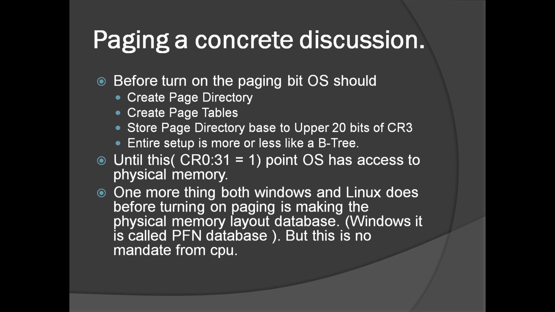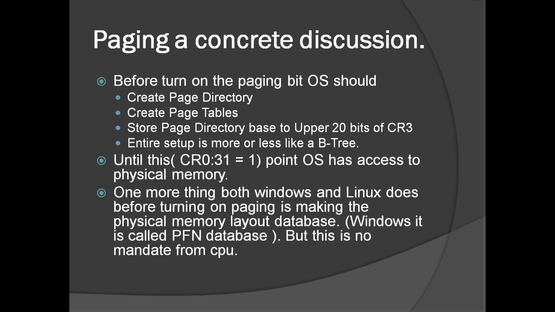So now let's have a concrete, bit by bit discussion on paging. Before turning on the paging bit in the OS, it should create the page tables. Because before turning on paging, the OS or the system software has access to physical memory. The page table entries reside in the physical memory. Once the paging bit is turned on, the CPU will start looking at the page table and try to translate the virtual address to a physical address using the page table. So before that, the page table should be set up.